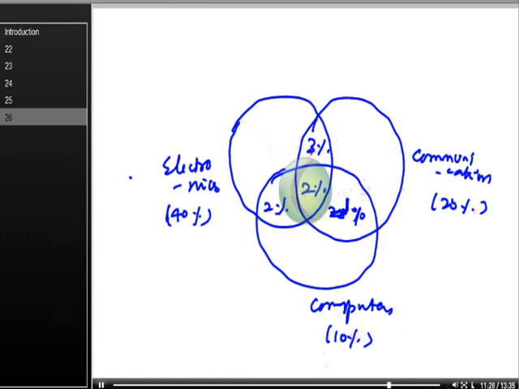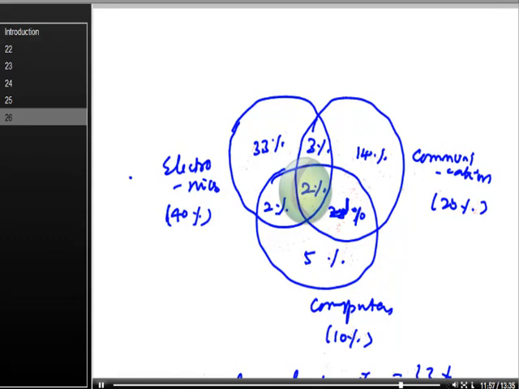So only electronics will be 7, so 33%. And 6 gone, 14% will be only communication. And 5 gone, 5% will be only. So we can write now, only electronics will be 33%.